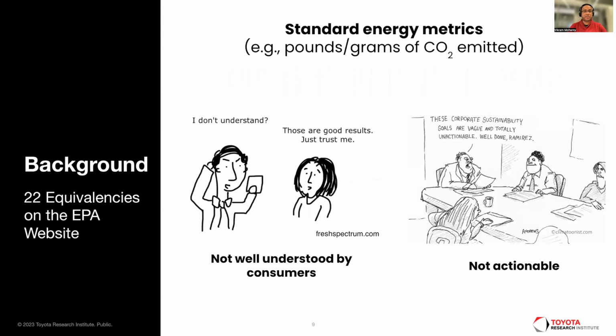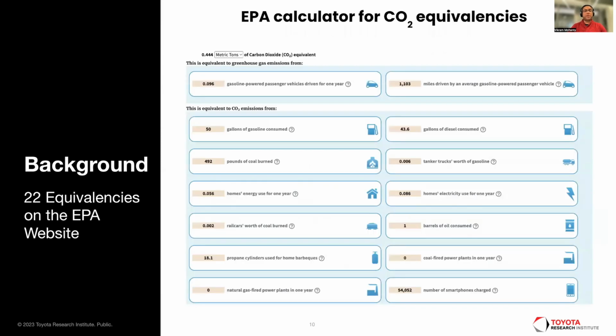Standard energy metrics, such as pounds or grams of CO2 emitted, are either too scientific or they're just not actionable. For example, if I tell you that you just released 10 pounds of CO2, what can you do about it? Is it good? Is it bad? Can you lower it by 1 or 2 pounds? So the US EPA came up with a calculator that converts CO2 by weight into CO2 equivalencies, which are concrete terms that regular consumers might be familiar with, such as gasoline consumed or number of trees that need to be planted. In total, there are 22 such equivalencies on the EPA website.